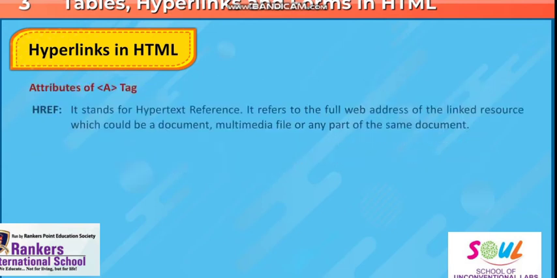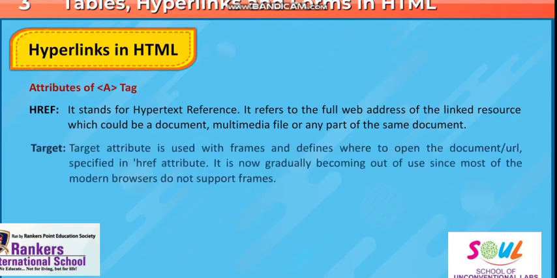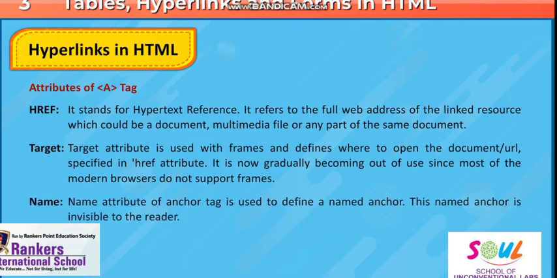Attributes of a tag. href stands for Hypertext Reference. It refers to the full web address of the linked resource, which could be a document, multimedia file, or any part of the same document. Target. The target attribute is used with frames and defines where to open the document or URL specified in the href attribute. It is now gradually becoming out of use since most modern browsers do not support frames. Name. The name attribute of the anchor tag is used to define a named anchor. This named anchor is invisible to the reader.